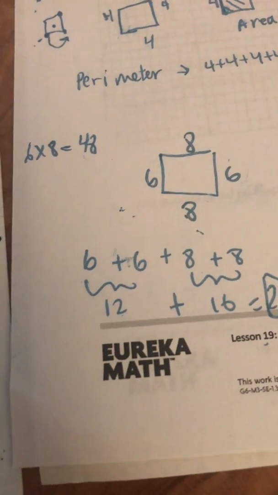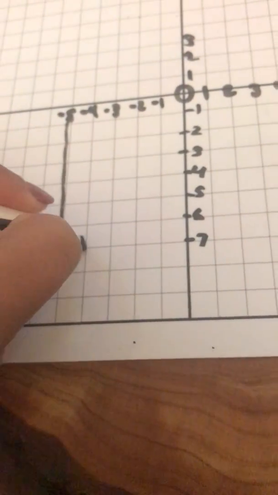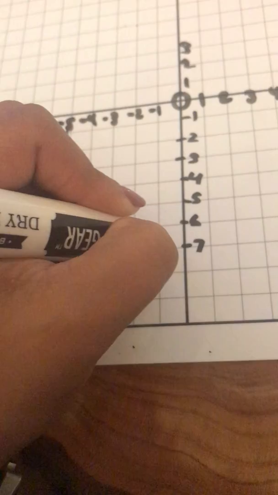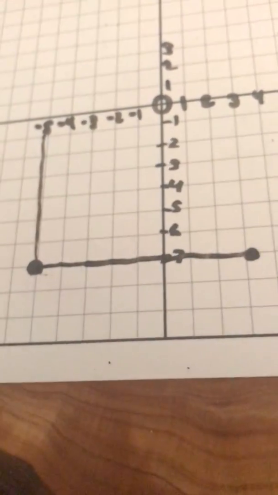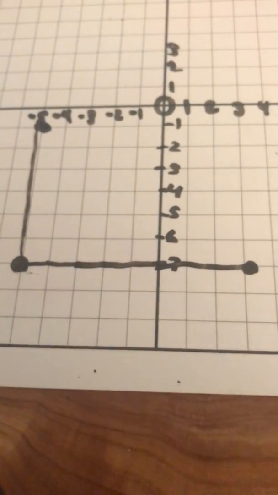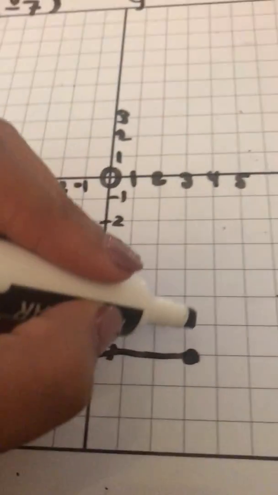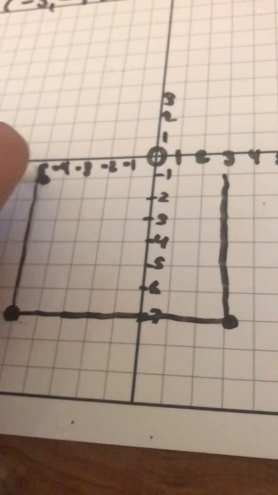Okay? And we know that the width of our rectangle is going to be 8, so we move in this direction 8 times. 1, 2, 3, 4, 5, 6, 7, 8. And that's going to be where this point is. So in order to find our last point, from here we can just go back up 6 more times. So we're going to go 1, 2, 3, 4, 5, 6.